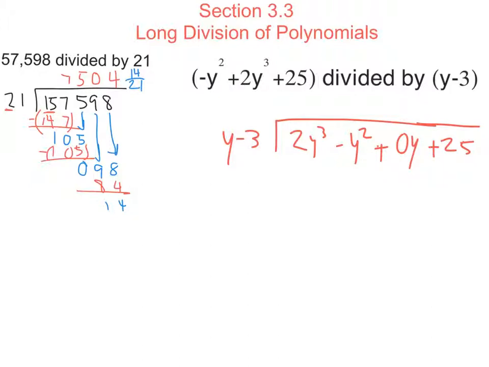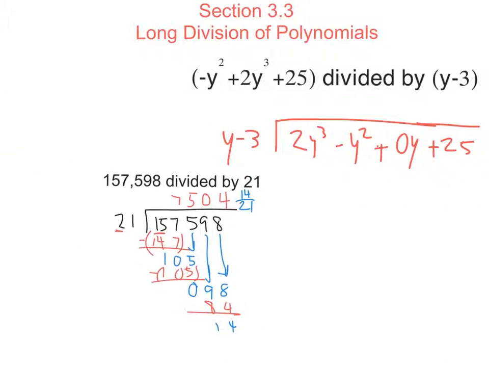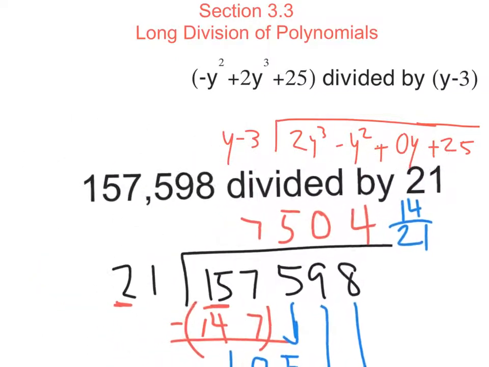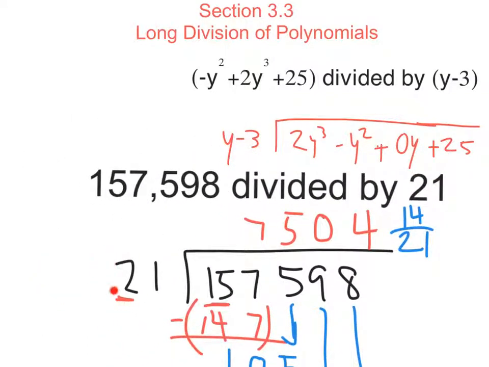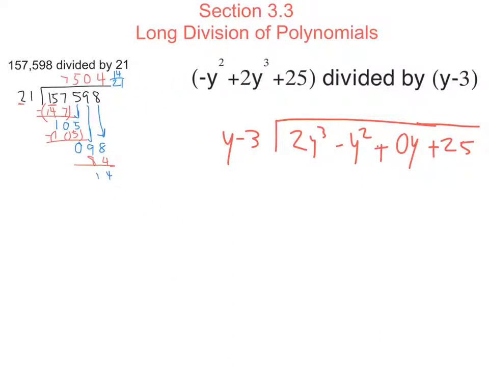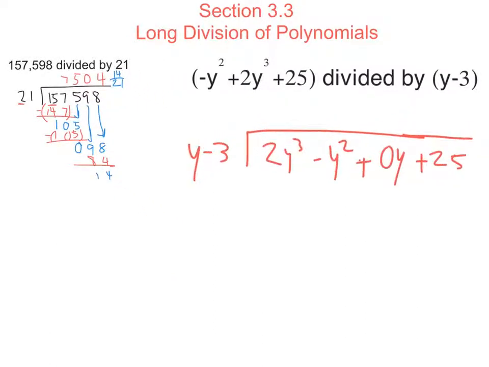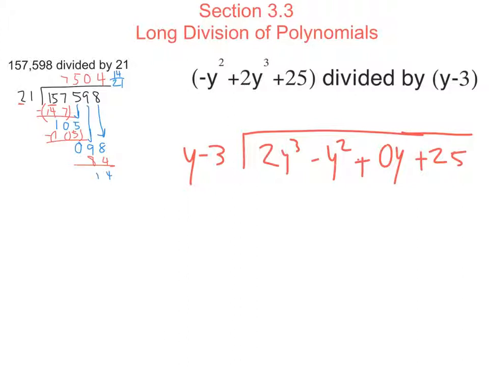Now what we're going to do here is almost treat it like this one where we focused in on the 2, not the whole number 21, but just the 2 and the 15. That's what we're going to do over here with this guy. We're going to focus in on the first terms. So here's y. Y times what gives you the first term, 2y to the third?